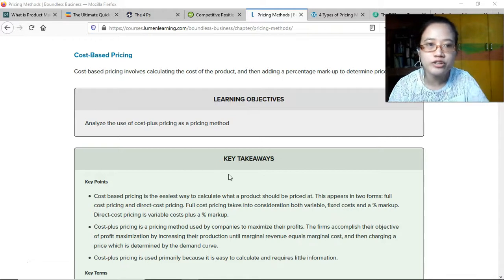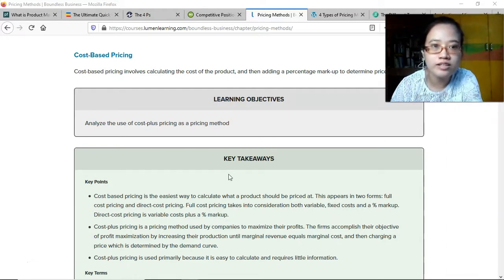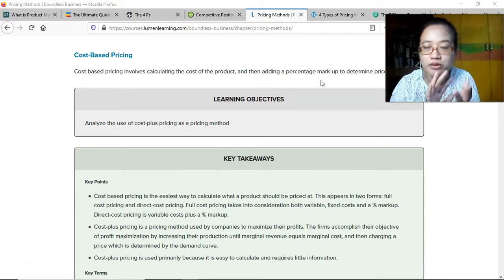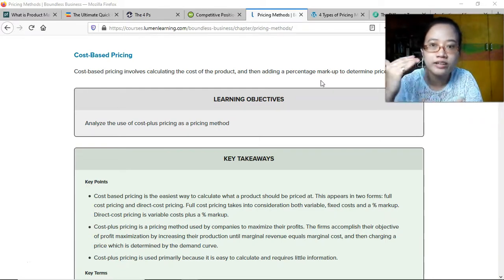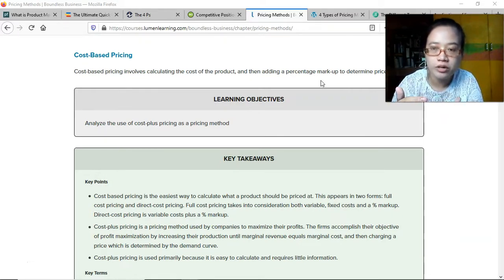Okay, so first we have cost-based pricing. This is from lumenlearning.com. Cost-based pricing involves calculating the cost of the product and then adding a percentage markup to determine the price. So you have your cost of producing the product or service, and then you add a markup, and after adding the markup, you get the price. Essentially, the markup is your profit.